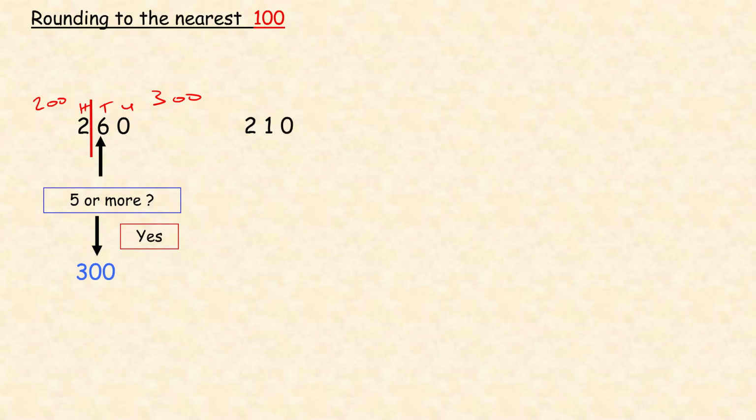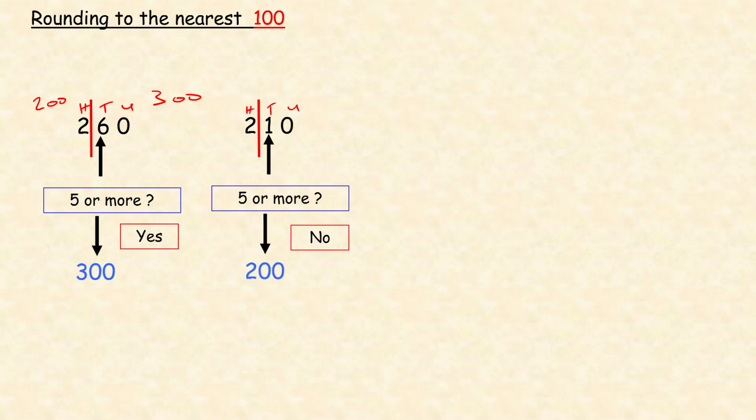So look, I've got 210 this time. Same sort of thing. So I look at my tens. Let's just label them: hundreds, tens, and units. Because I'm rounding to the nearest 100, I check my tens this time. Is it 5 or bigger? No, it's smaller than 5. So I'm going to round down to 200 in this case.